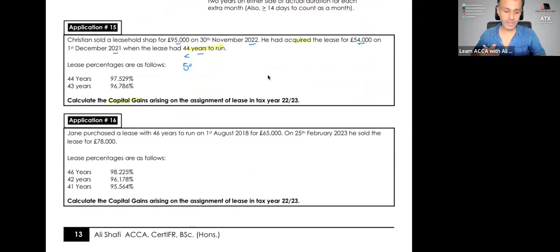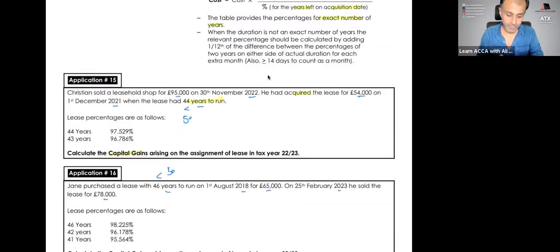Jane purchased the lease with 46 years to run. That should be the denominator. Less than 50, short lease it is, for 65,000. On 25th of Feb, she sold the lease for 78,000. Proceeds are given. Now here, it was consistent, 1st December 2020-21 all the way down to 30th of November 2022. It was the whole 1 year.